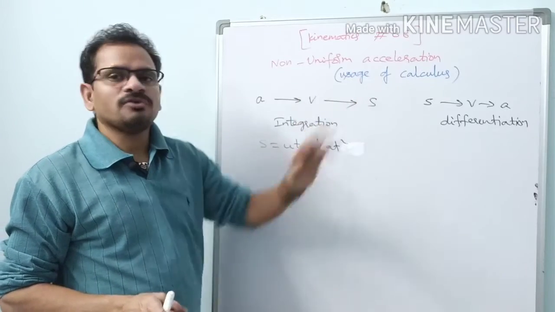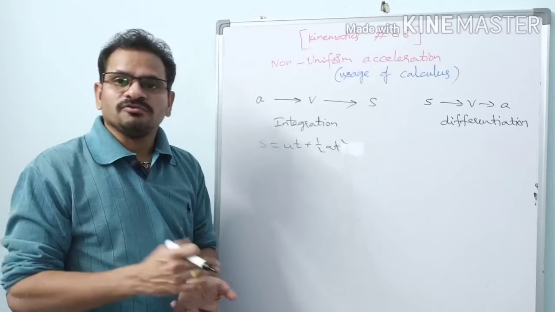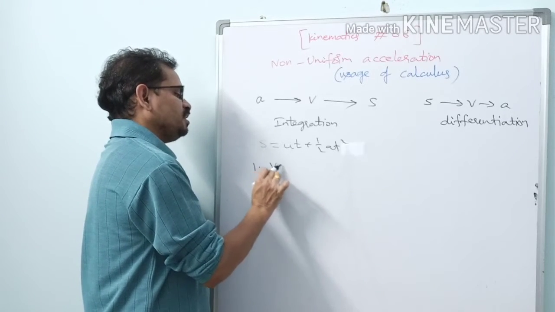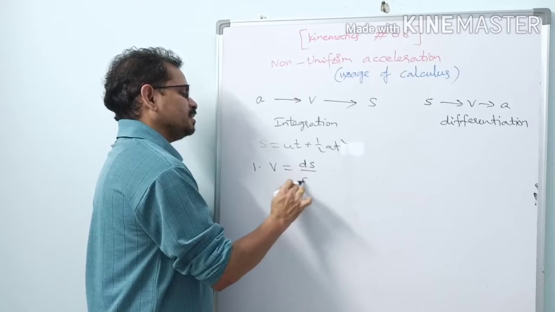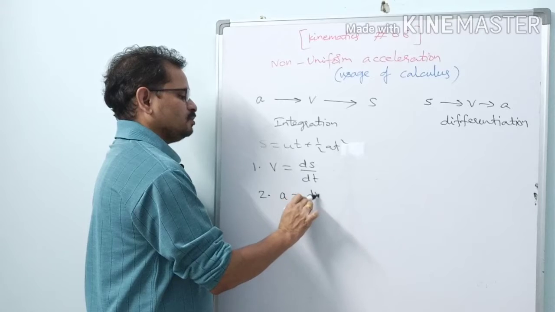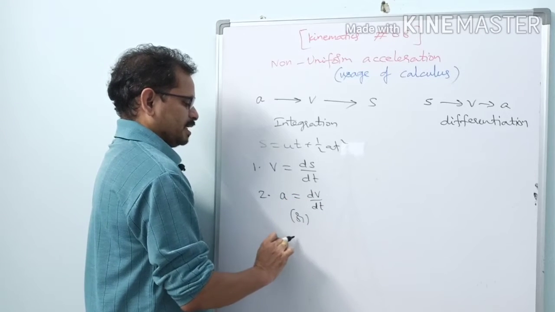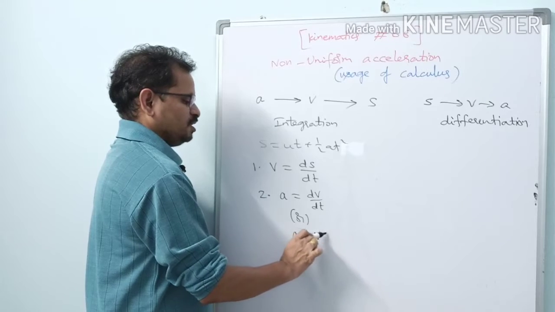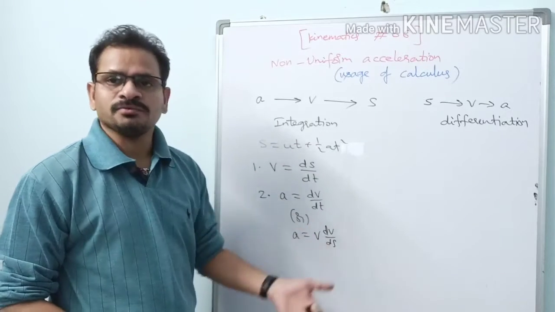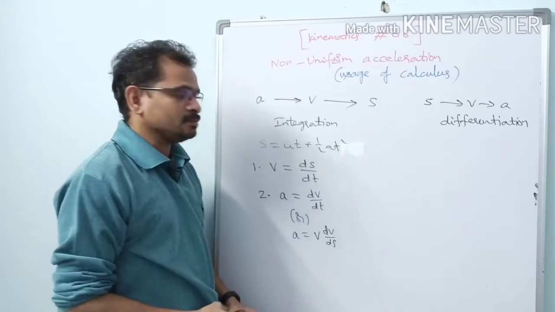Here for the non-uniform acceleration case, we have to make use of a different set of formulae. What are those? One is v equal to ds by dt, and number 2, acceleration a equal to dv by dt, or acceleration a equal to v dv by ds. I explained all these things in the previous video. Check that video once. Let us straight away go to problems now.